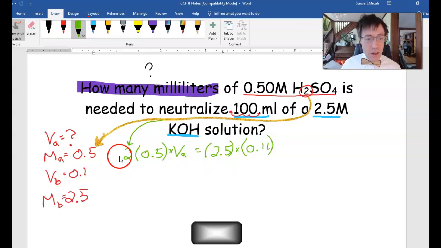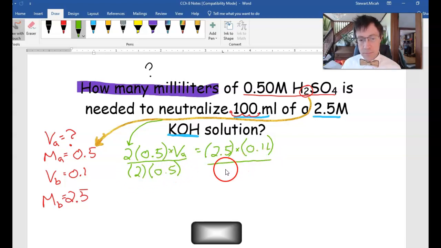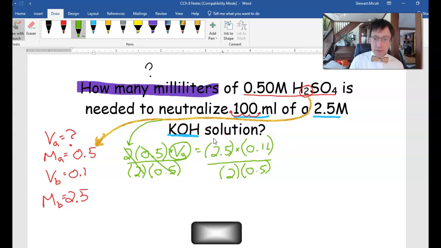So what we're gonna do is I'm gonna divide both sides by 2 times 0.5. See how this works out? Basic algebra, cross multiply, I don't know what you guys call it. I'm left with the volume of my acid will be equal to 2.5 times 0.1 divided by 2 times 0.5.